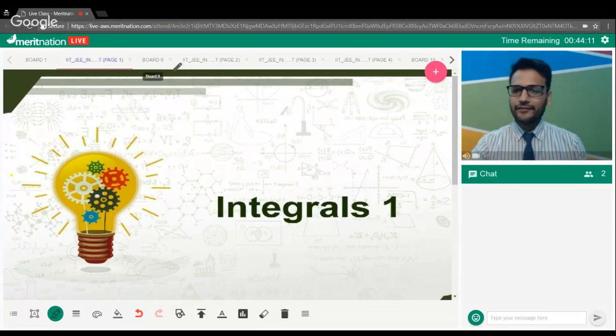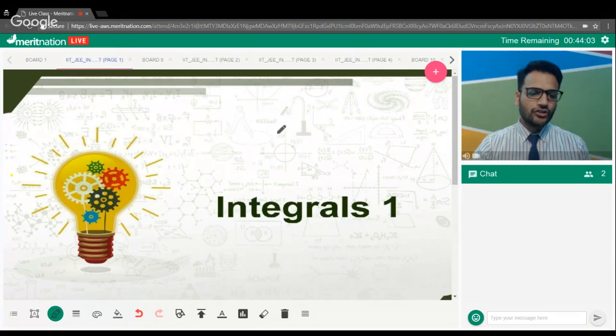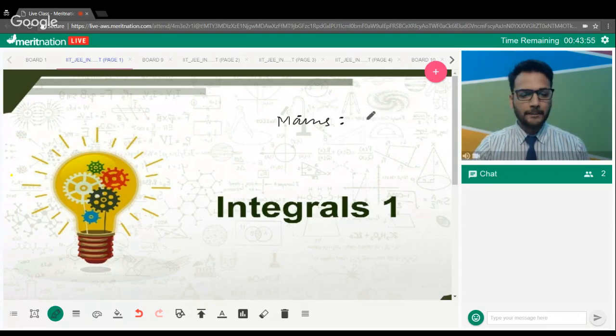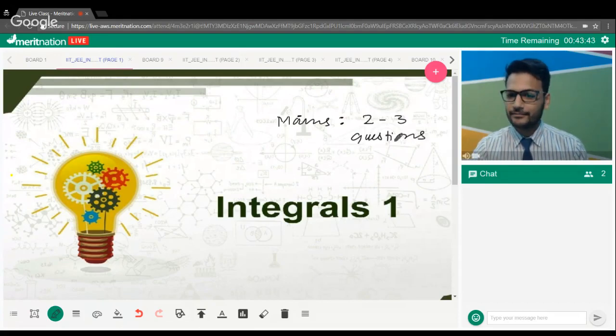Over here, if I talk about the weightage of integration in JEE Mains and Advanced, in JEE Mains you can expect 2 to 3 questions from integration. This involves definite as well as indefinite. 2 to 3 questions, right?